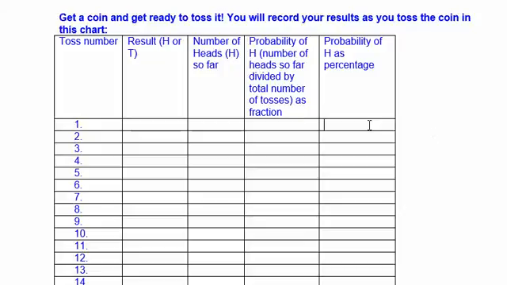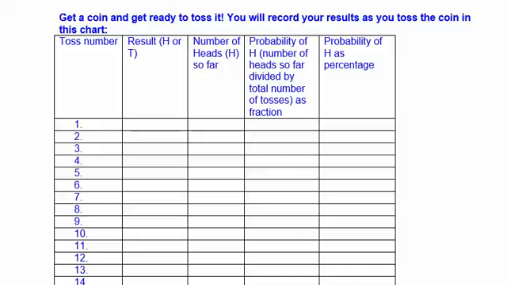And then over here we're going to change our fraction to a percent by turning it into a decimal, taking the top number divided by the bottom number, and then multiplying by 100 or moving your decimal point over 2 places. Alright, so let's get started.